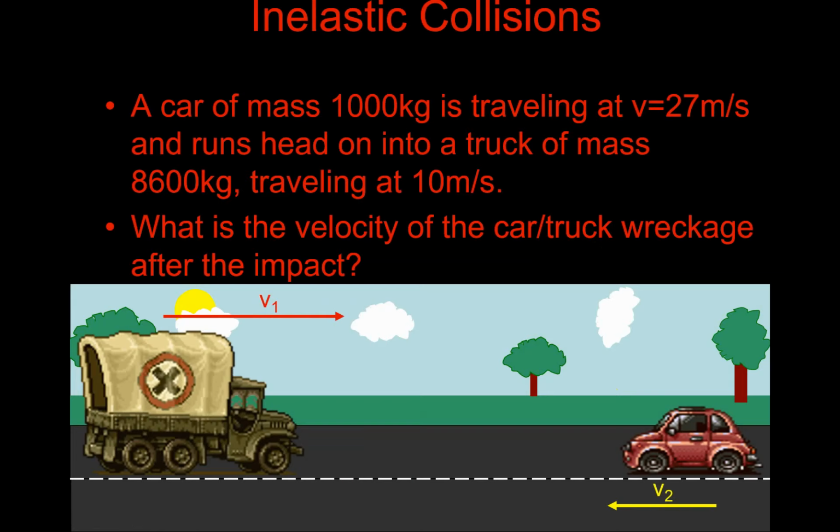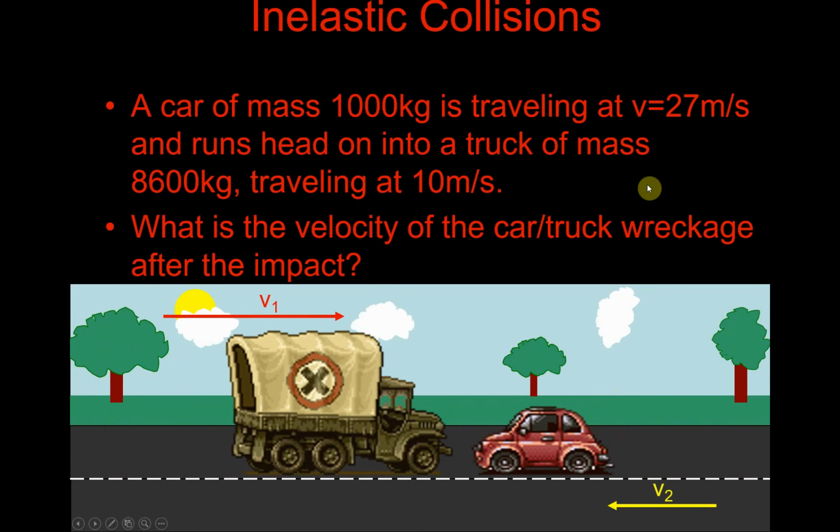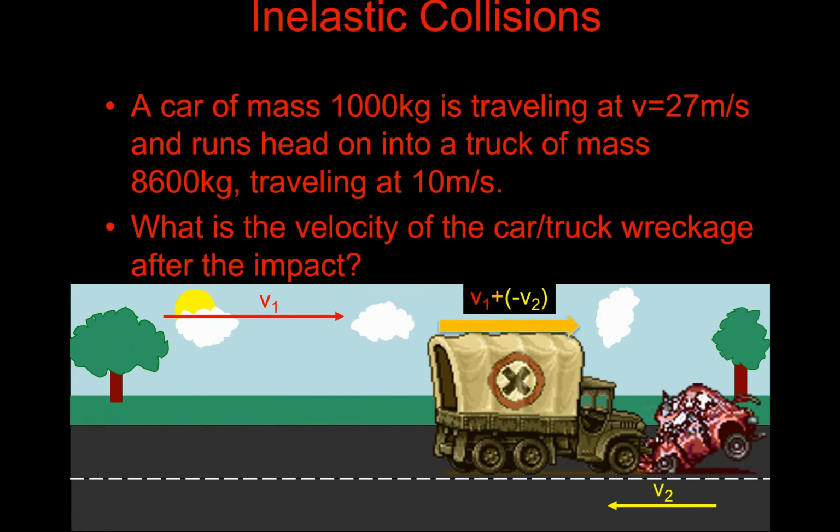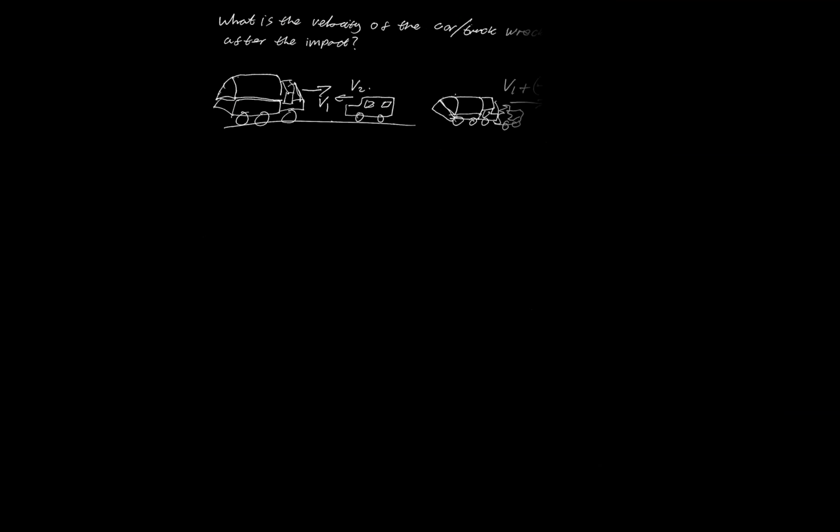So let's take a look at another problem. In this case, we have a car, mass of 1,000 kilograms, traveling at 27 meters per second, and it's running head-on into a truck of mass 8,600 kilograms, and the truck's moving at 10 meters per second. What's going to be the velocity of the car-truck wreckage after this impact? Remember, in this particular case, the car is moving right to left, the truck is moving left to right. That will apply a negative value to the velocity of the car. So, what is the velocity of the car-truck wreckage after the impact?